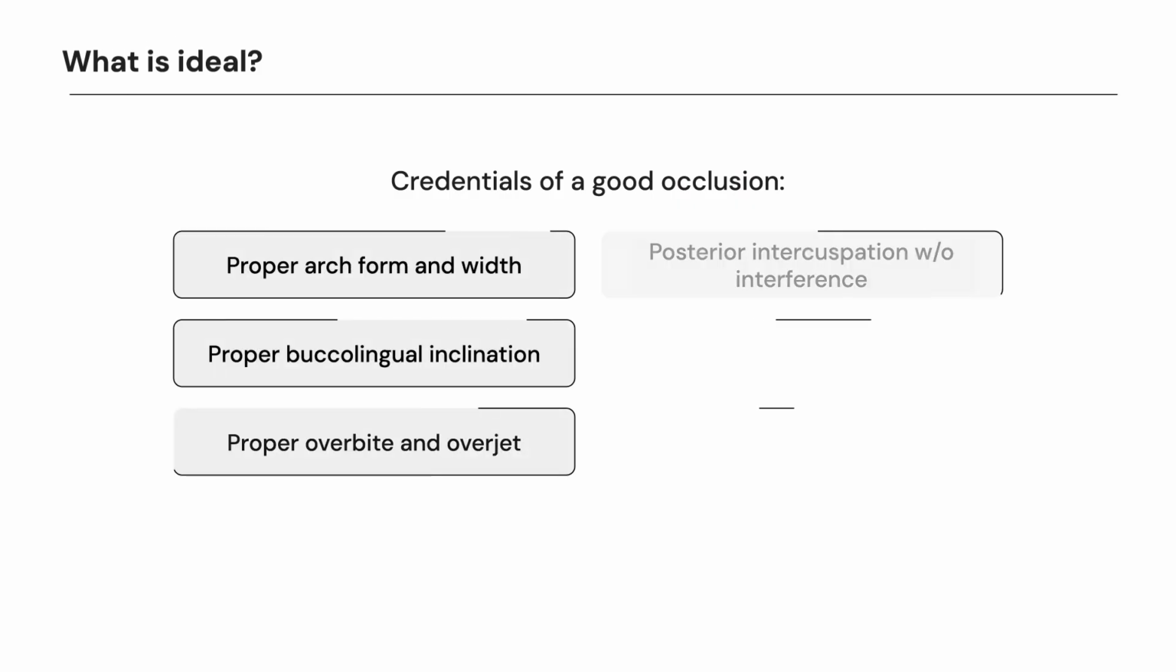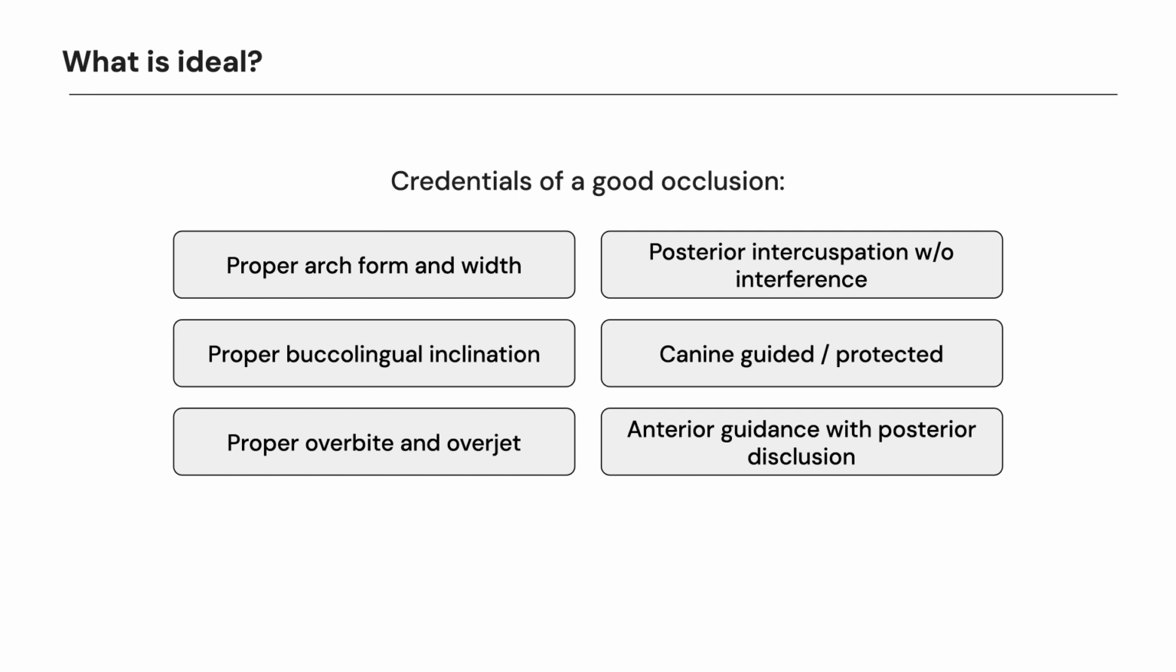So what are the credentials for a good, healthy occlusion? Well, we want the proper arch form and arch width. We want to have proper buccolingual inclination, meaning relatively up and down for those bottom posterior teeth. The top will follow, obviously. We want to have proper overbite and overjet. Remember, we said just a little bit of space when the patient bites down all the way. Shim stock space is typically what we say when we're looking at that. And then for overbite, yeah, 1.5 to 4 millimeters, usually somewhere around 2 to 3 is ideal.